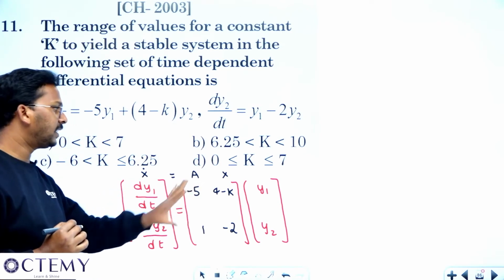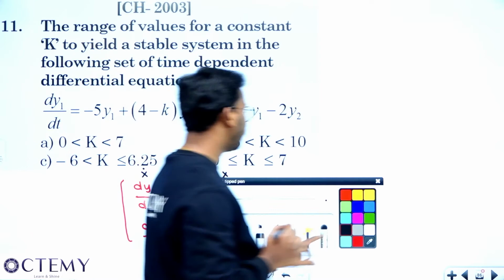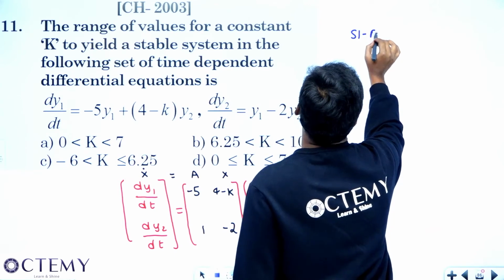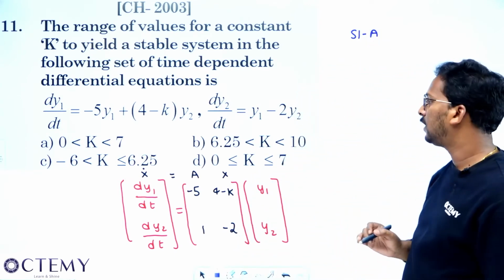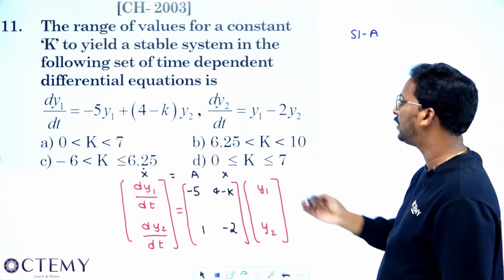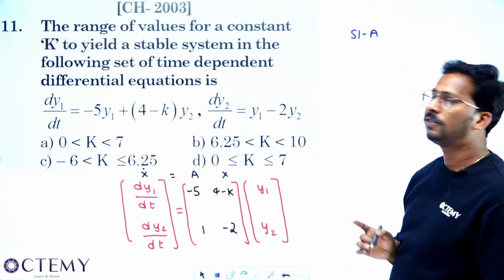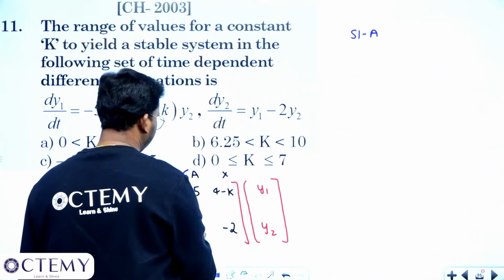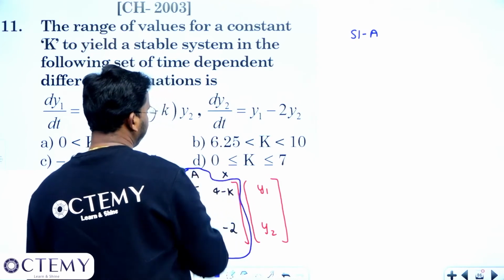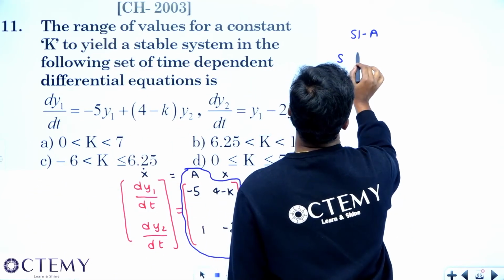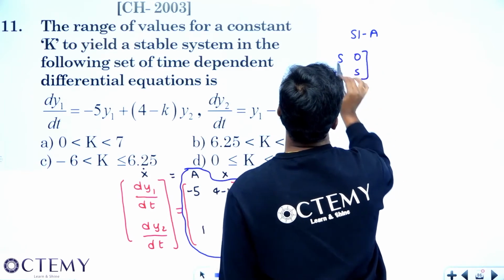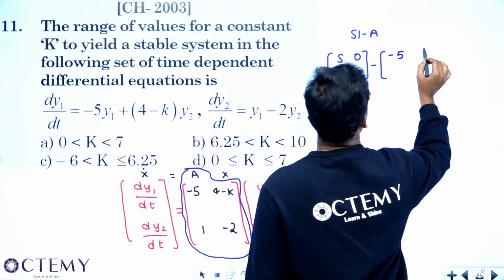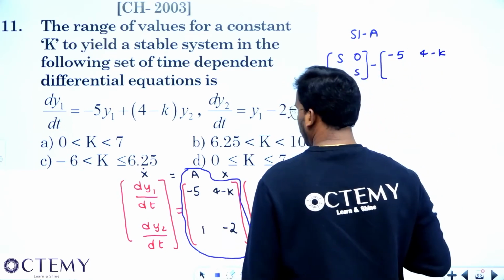Now, to find whether this system is stable or not, we have to find another matrix called sI minus A, right? This will come as a control systems concept for electrical, electronics and instrumentation students. Maybe this will touch on process control systems for your chemical engineering students, right? So for sI minus A, this matrix is the A matrix. This will become s, 0, 0, s, minus the A matrix, which is minus 5, 4 minus k, 1, minus 2.